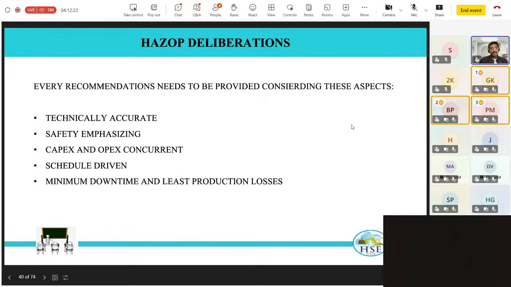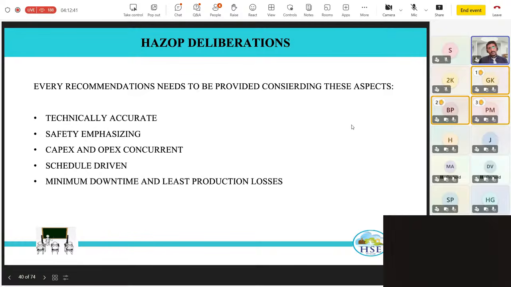Next is schedule driven. Many times when you go from one SIL level to the other SIL level, the schedule gets impacted by 3 to 6 months. Again, there is a cost impact of 20 to 25%, but the schedule is impacted. And remember, the barrels of oil production deferment could be a bigger loss when you have a 3 or 6 months delay. So it should also be schedule driven.